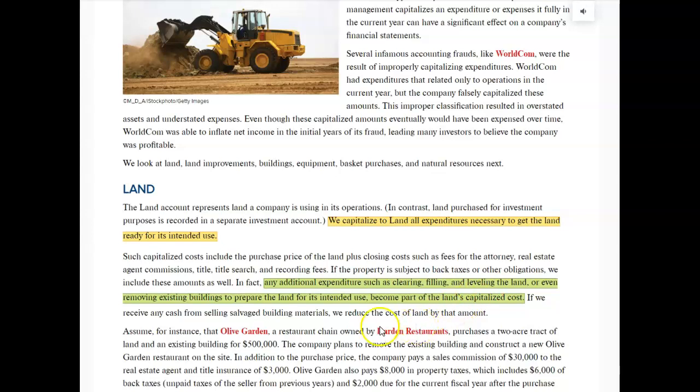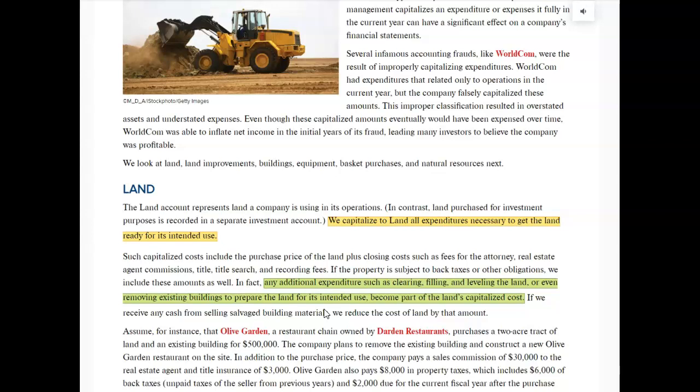So you can see here in the green highlights, any additional expenditure such as clearing, filling the land, leveling the land, even removing an existing building that you don't want anymore to prepare the land for its intended use becomes part of the land's capitalized cost. So in other words, we place all those costs into the land account.